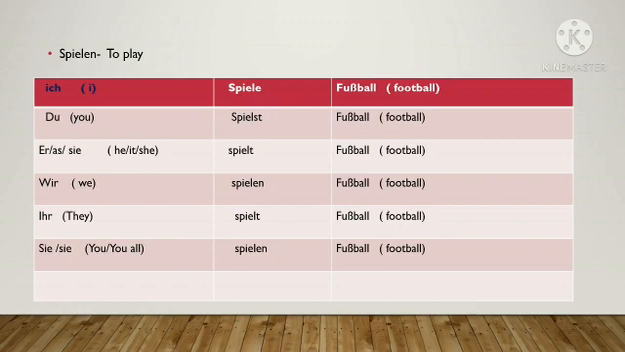Er, sie, es: he, it, she. Wir, we. Ihr, they. Sie. Okay, so du, ich spiele. Du spielst. Es, sie spielt. Wir spielen. Ihr spielt. Sie spielen. Okay, so how will you construct this sentence?